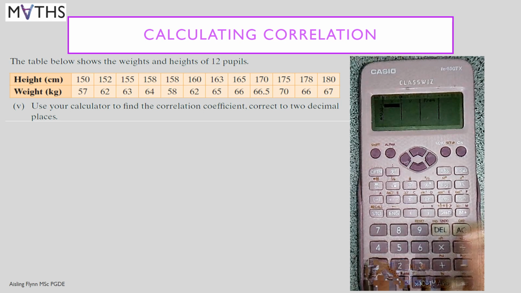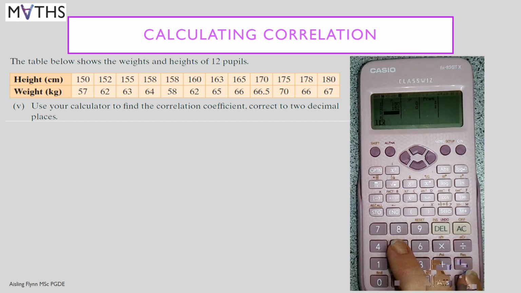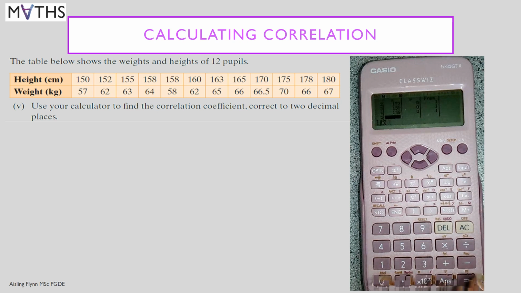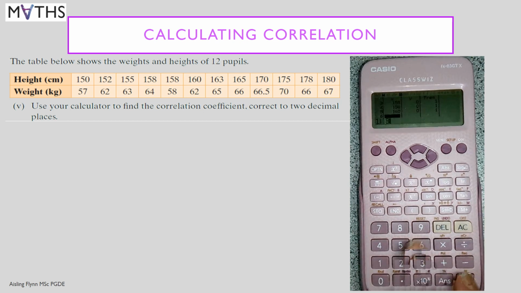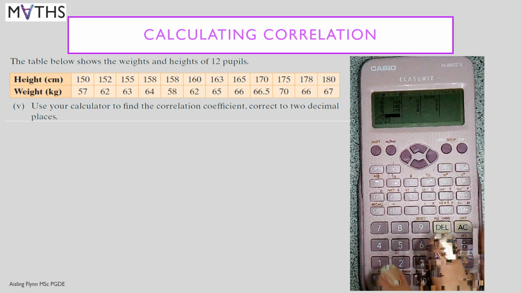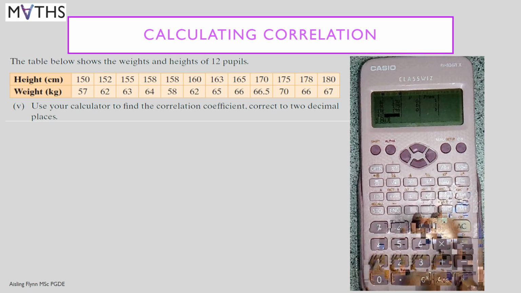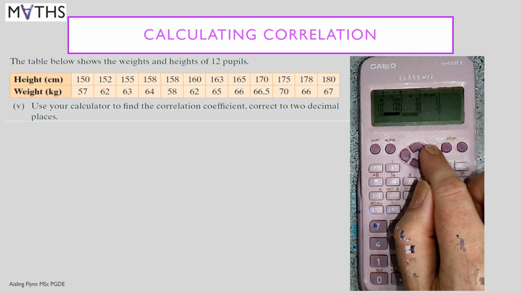So let's type in all the x's first. 150, 152, 155, 158, 160, 163, 165, 170, 175, 178, 180. And there were 11 pieces of data.